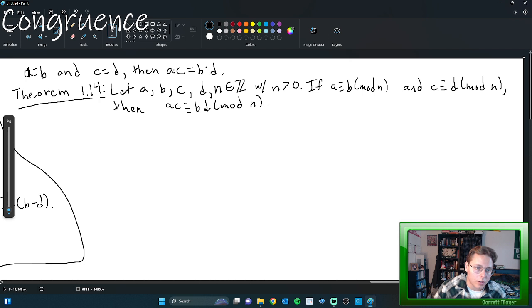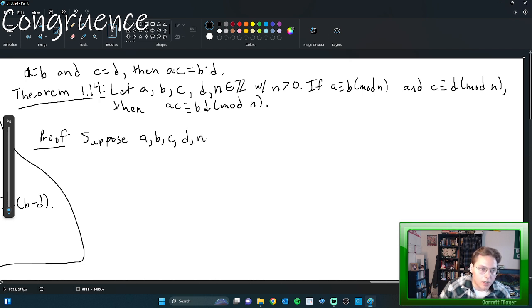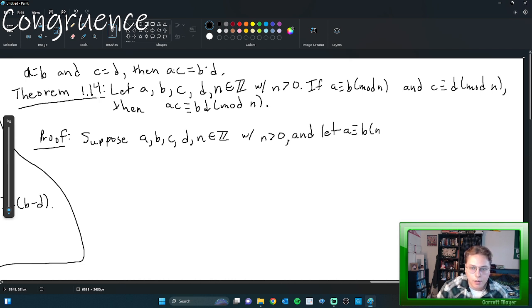And this proof is a little bit trickier, but I think that the technique that's used here is interesting and will be helpful for you in your proofs down the line. So the proof of this one, we're going to start by supposing that A, B, C, D, and n are all integers with n greater than 0. We're also going to assume and let A be congruent to B mod n and C be congruent to D mod n.